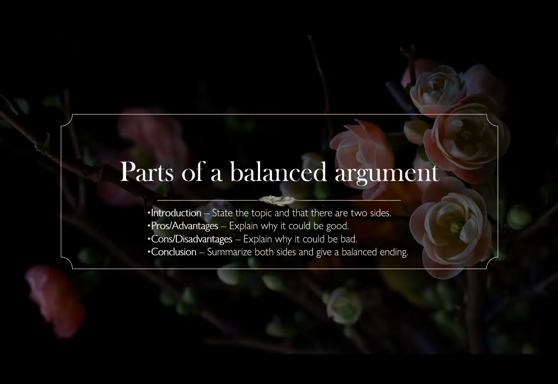Parts of a balanced argument. Introduction. State the topic and that there are two sides. Pros, advantages. Explain why it could be good. Cons, disadvantages. Explain why it could be bad. Conclusion. Summarize both sides and give a balanced ending.